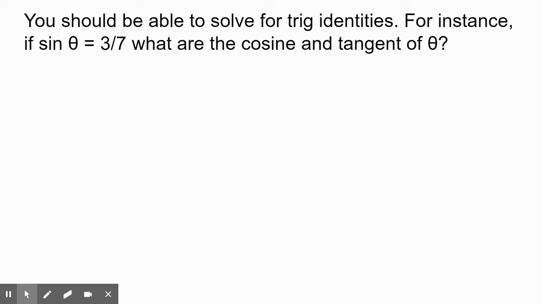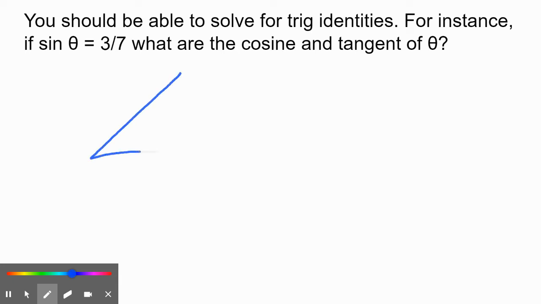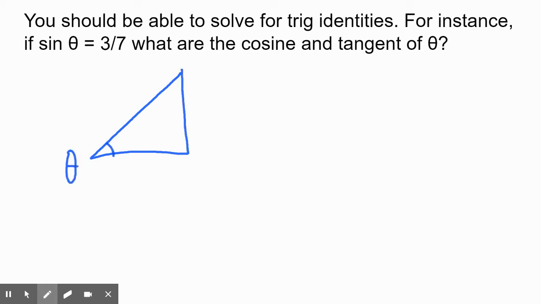All right, you should be able to solve for trig identities. For instance, if sine of theta, we've already done this like 10,000 million times, if sine of theta equals 3 over 7, what are the cosine and tangent of theta? We're just going to draw a triangle like that, and this is going to be our angle, right? And the sine, SOHCAHTOA, you can't write it too many times.